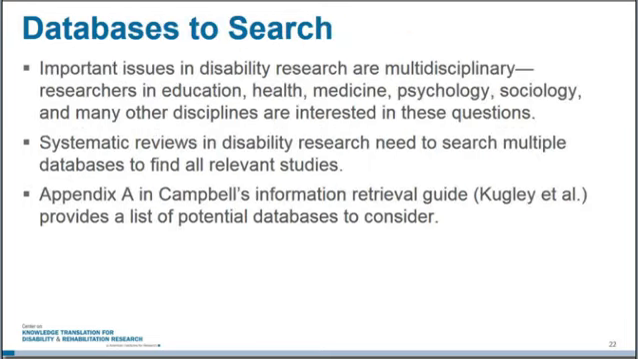In thinking about the databases to search, it's important to remember, and this is true in many fields but particularly in disability research, that many researchers across many disciplines are interested in the issues that arise in disability research. There are researchers in education, medicine, psychology, and sociology interested in these questions, so you will need to search multiple databases to make the case that you have found all the studies on a given topic. Appendix A in Campbell's Information Retrieval Guide provides a list of potential databases to consider.